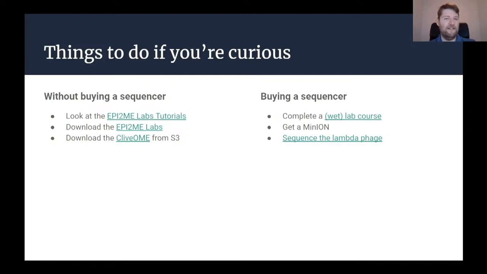But if you want to get your feet wet on the bioinformatics side without buying a sequencer, I would recommend you go and have a look at the Epi2ME Labs tutorials and download Epi2ME Labs itself. It's basically a bunch of Docker containers with all the infrastructure inside. You can run it on all 3 major operating systems. And helpfully, the Nanopore people have sequenced their chief technology officer, Clive, and the Cliveome, as it's called, the genome of Clive, is available publicly on S3 for everybody who wants to play with that.